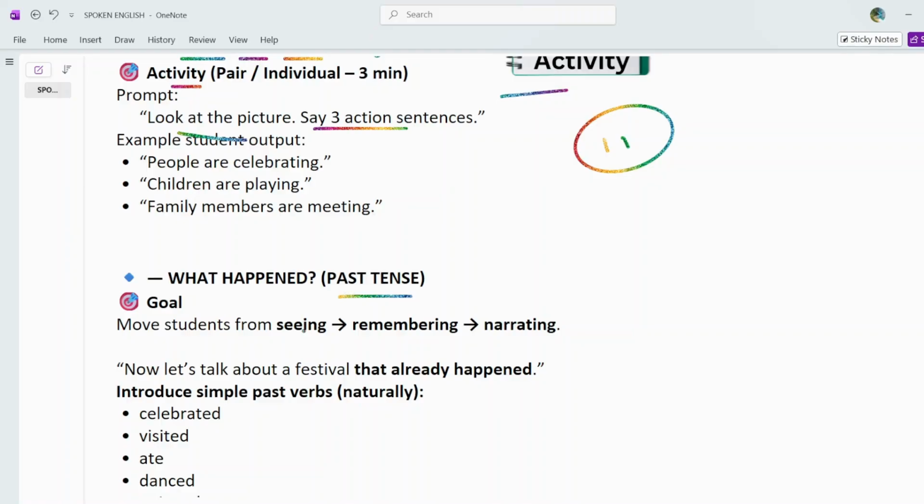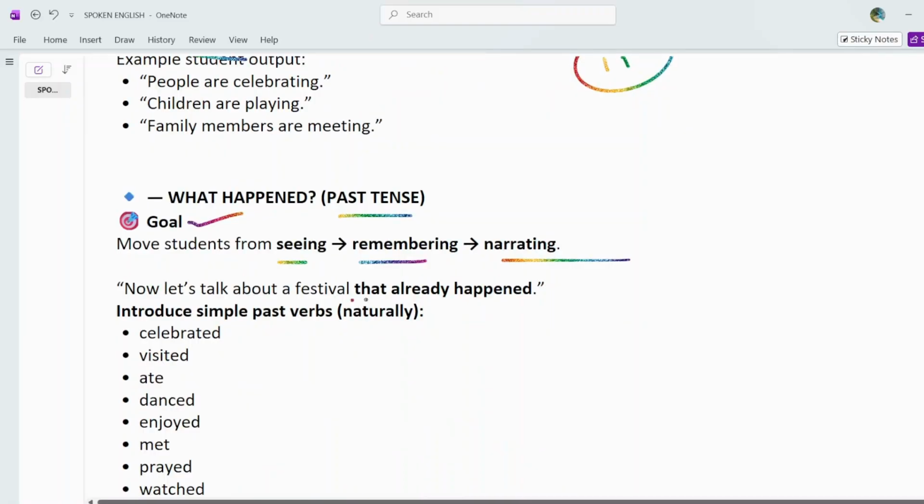So, past tense means what? Past tense means the action is over. It's as simple as that. So now the goal, whether describing an image, an event, a certain festival, or anything that has really happened in your life, is from seeing to remembering to narrating. So let's talk about the festival that has already happened.